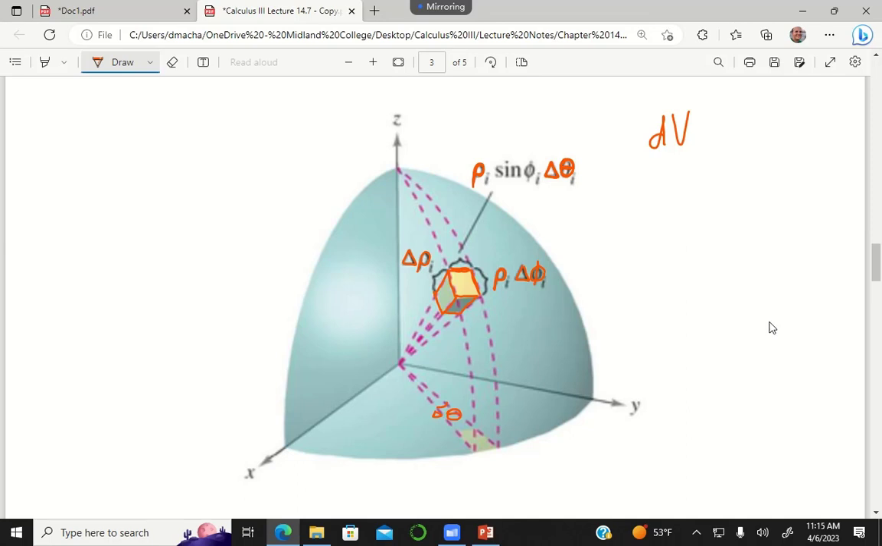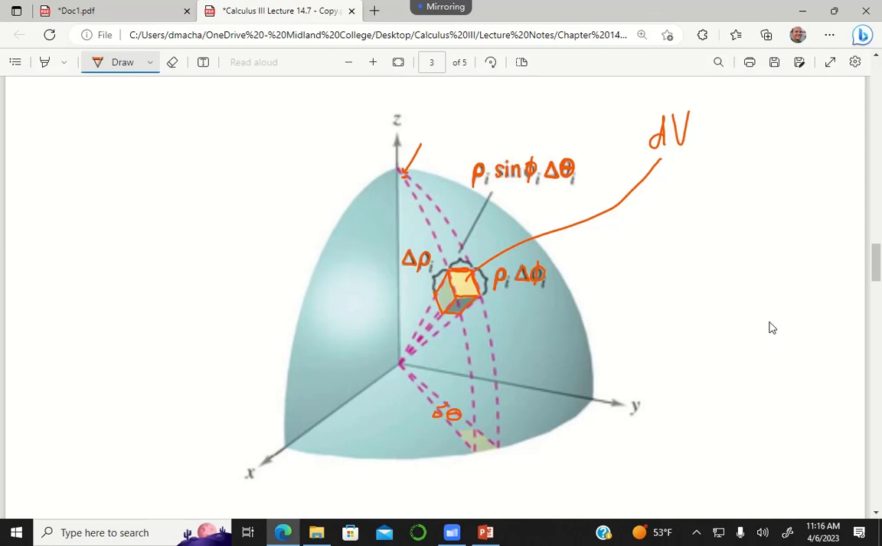And then the last thing is it also depends on what phi is, because if phi was really small and you were close to the z-axis, then that side length would be really tiny. And if phi is really large, when you get closer to the xy plane, closer to phi equals pi halves, then that becomes really large. And it turns out the sine function perfectly describes how this side length of this little differential dV chunk changes with respect to phi.